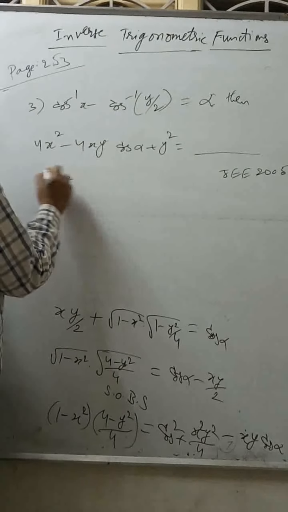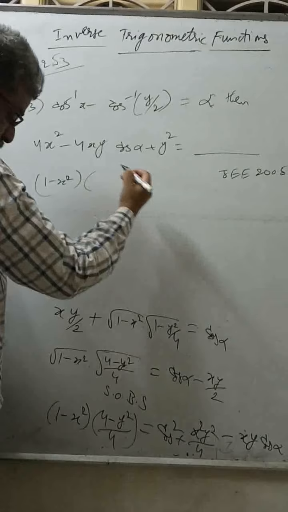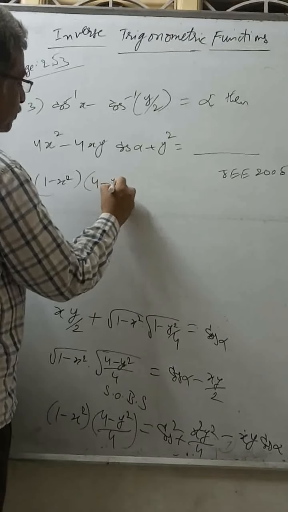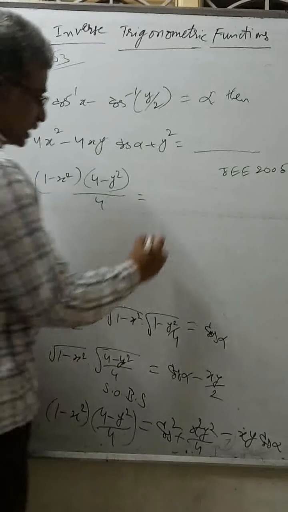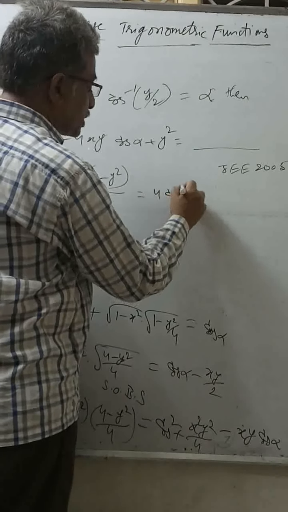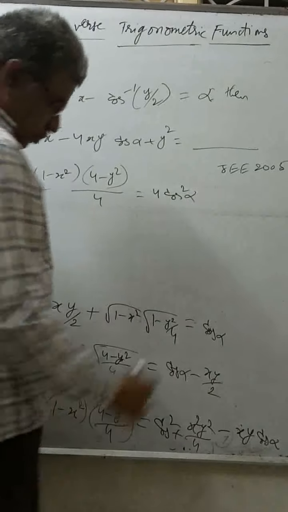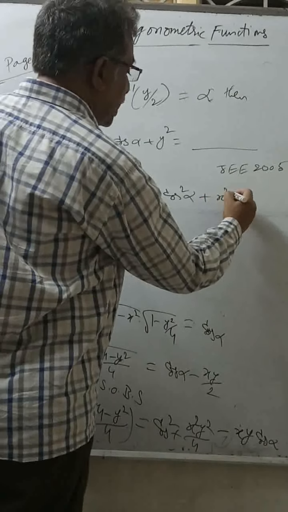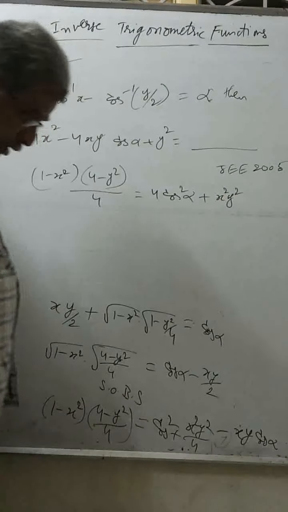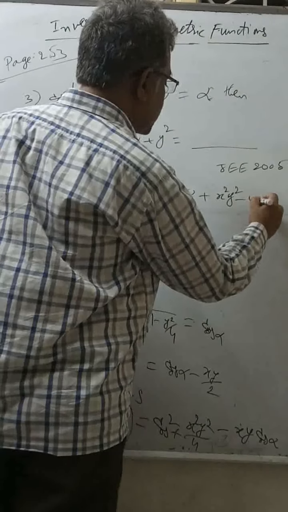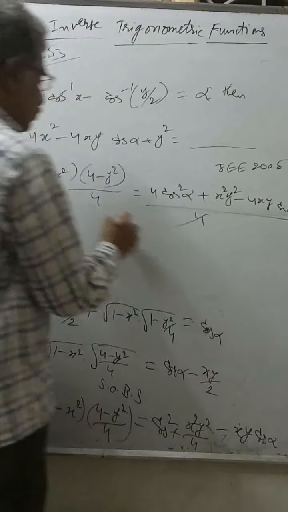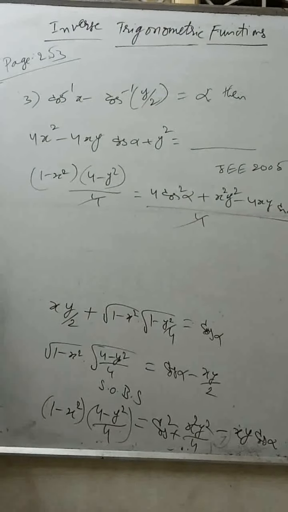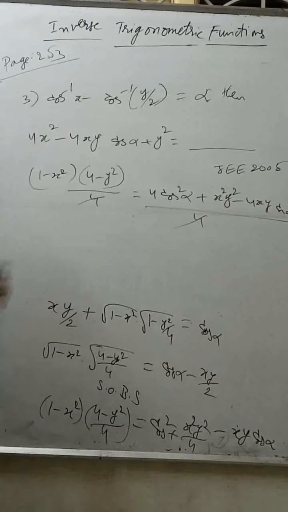1 minus x square into 4 minus y square by 4 equals, if I take the 4 LCM on that side, 4 cos square alpha plus x square y square minus 4xy cos alpha, whole by 4. The 4 gets cancelled on both sides. Now open the brackets as usual.